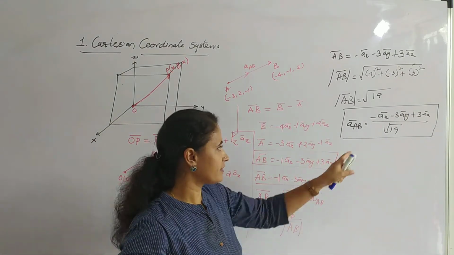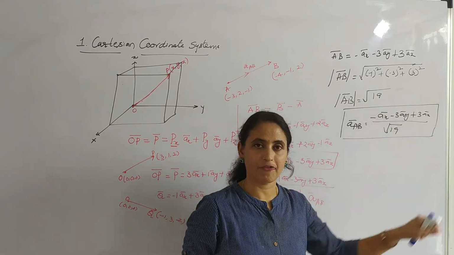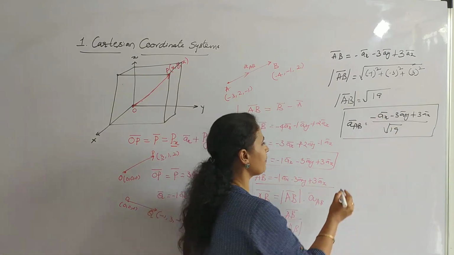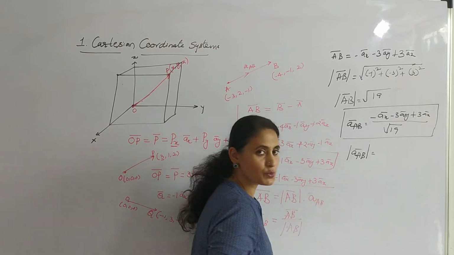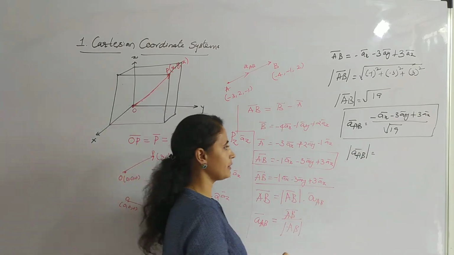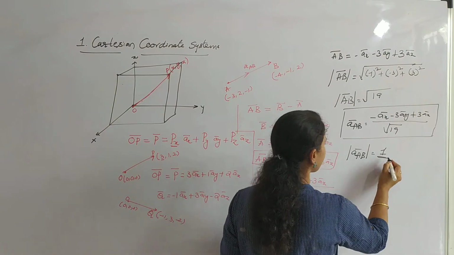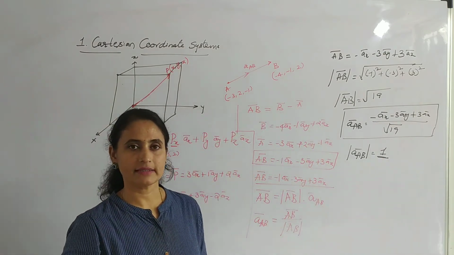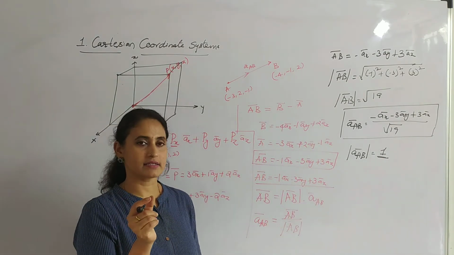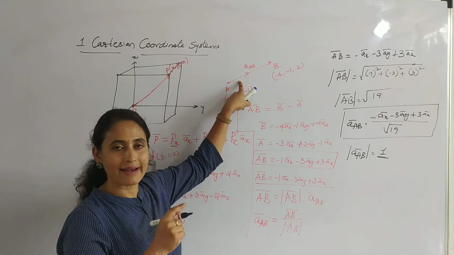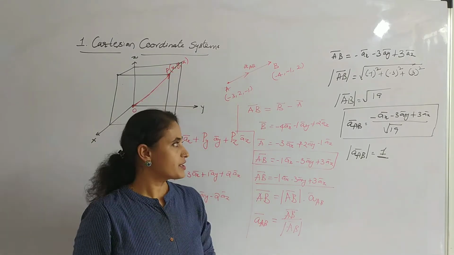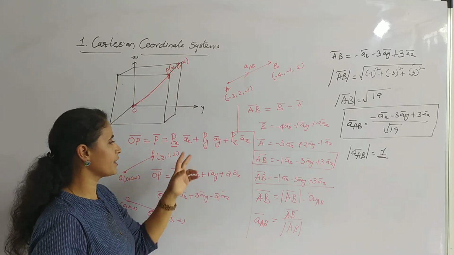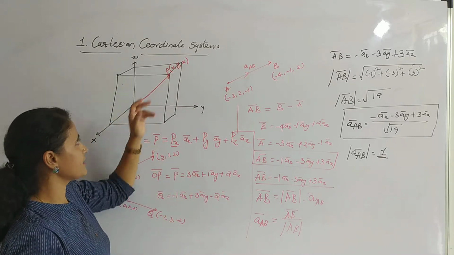After simplifying this, you will get the vector form. Again, if you take the magnitude of the unit vector, what will it be? It must be 1, because this is a vector with magnitude 1 along the direction of the two points. So this is about the distance vector and position vector in the Cartesian coordinate system.